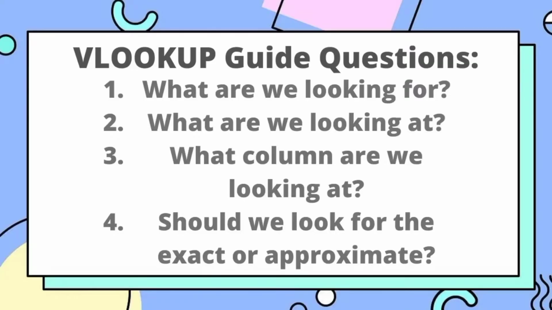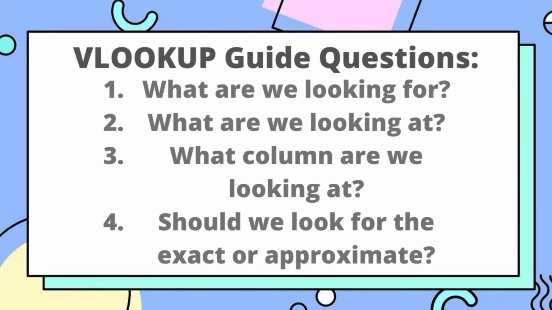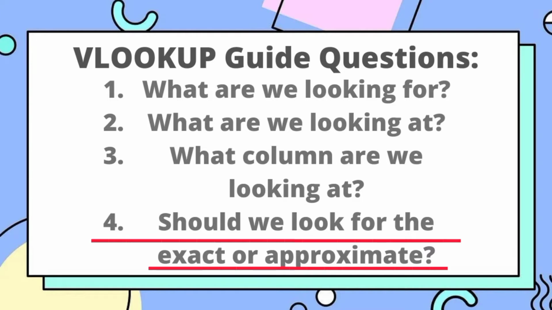There are 4 guide questions that we need to keep in mind in using the VLOOKUP function to understand further how it actually works and how to do it. 1. What are we looking for? 2. What are we looking at? 3. What column number should we look at? 4. Should we look for the exact or approximate one?